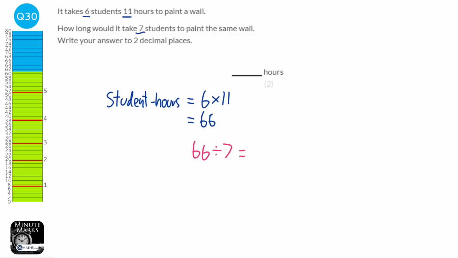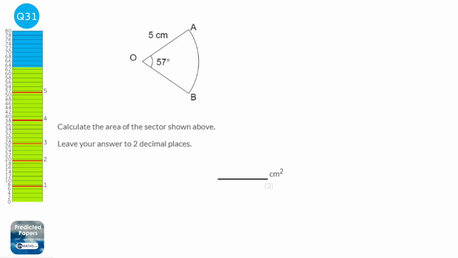So 66 divided by 7 is 9.428 and so on. And it says it wants 2 decimal places, so it will take them 9.43 hours. Now check this makes sense. We've got 6 students and it takes them 11 hours. So we'd think if we had more students helping to paint the wall, it would take less hours. So we've gone from 11 hours to about 9.5. So that sounds right.